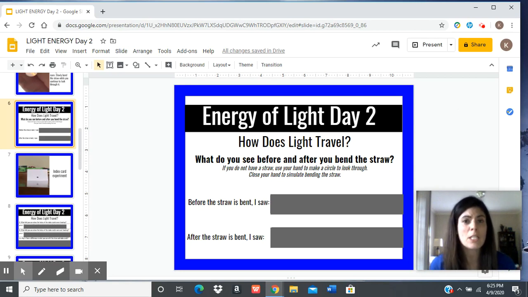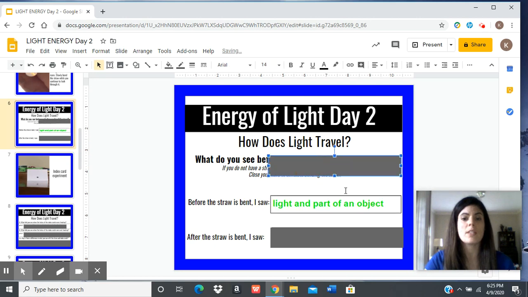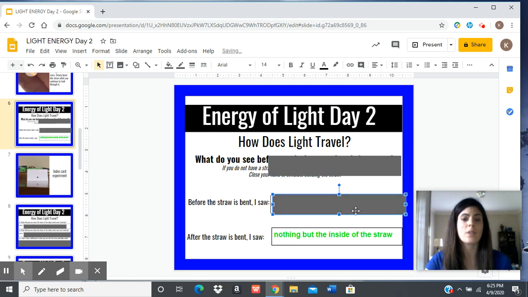After you completed the experiment with the flexible straw, there was the question: what do you see before and after you bend the straw? Before the straw is bent, I saw, and think about this is when the straw was straight. You should have written something like, I saw light and part of an object. After the straw is bent, I saw, could you see the light anymore? No, you could see nothing but the inside of the straw.